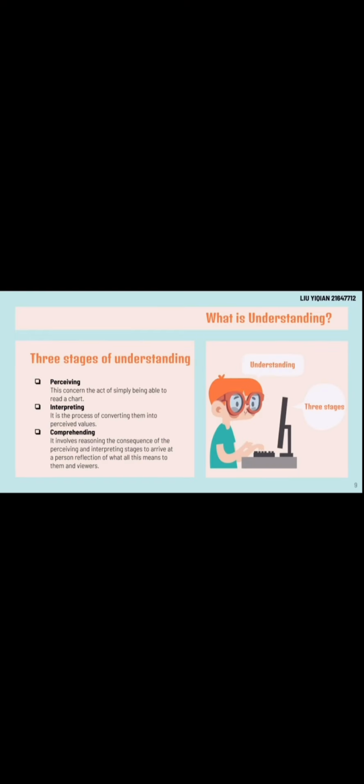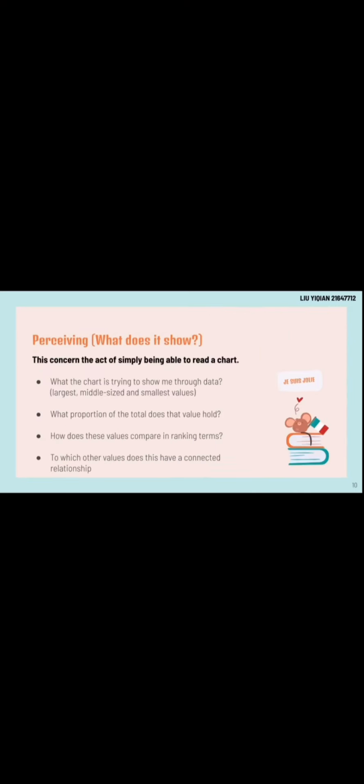Three stages of understanding can be perceiving, interpreting, and comprehending. The first stage is perceiving. It can be defined as: what does it show? This concerns simply being able to read the chart, what the chart is trying to show me through data: largest, middle size, or smallest values, what proportion of the total does that value hold, how does this value compare in ranking terms, to which other values does this have a connecting relationship.